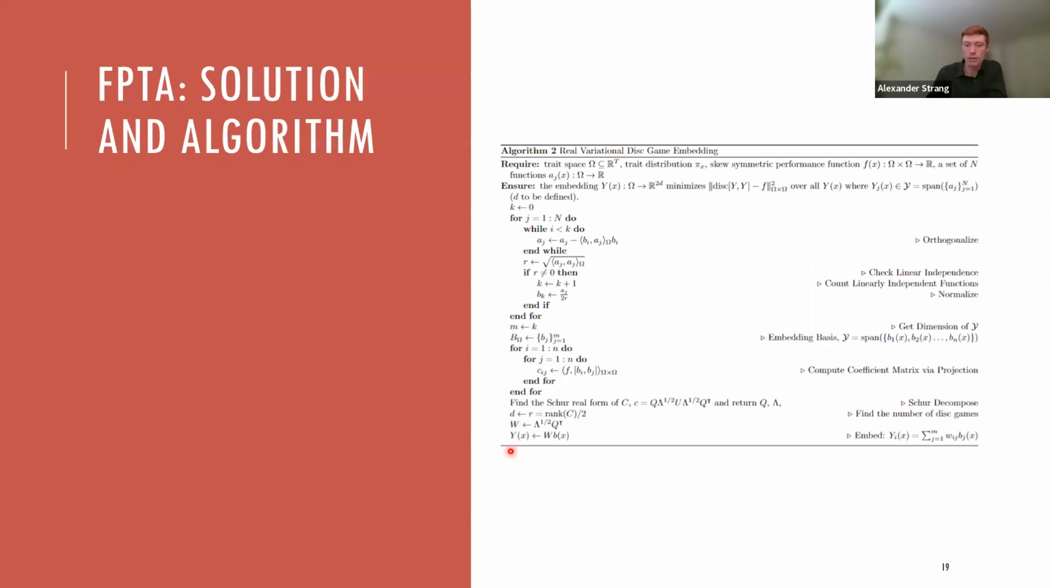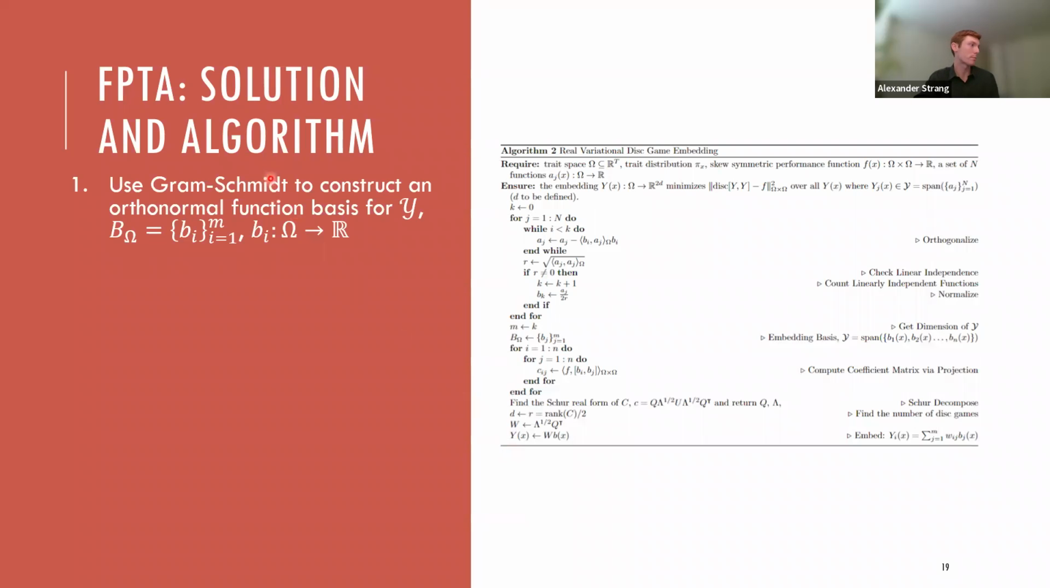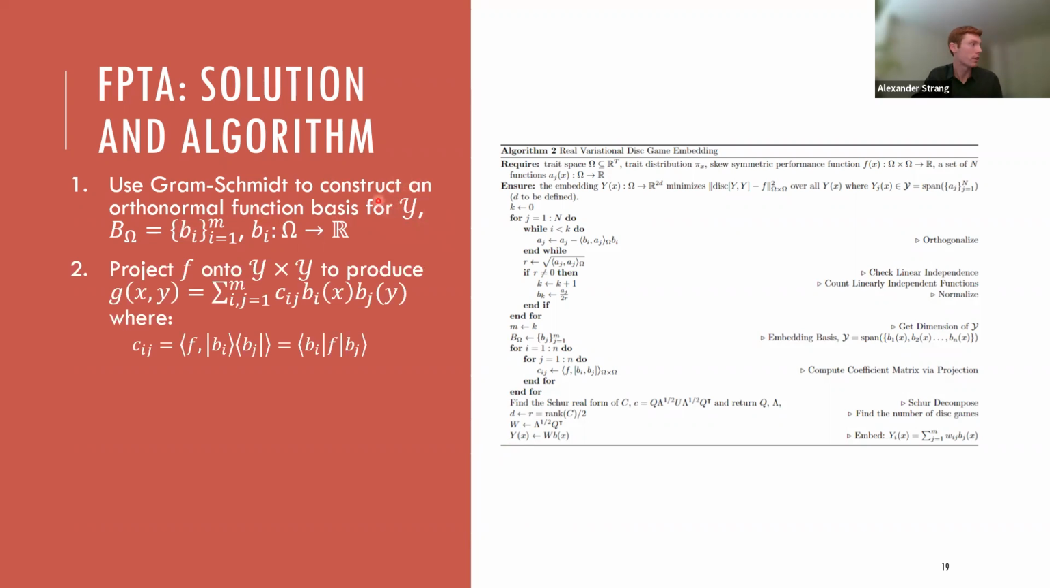Now, given these tools, it's pretty straightforward to solve that optimization problem that I posed. First, you use Gram-Schmidt to construct an orthonormal function basis for the function space of embeddings. Then you project your original function f onto the span of the product basis, and that produces a matrix C whose coefficients Cij are given by a series of inner products evaluated in that product space. So these are inner products between F and the outer products of the basis functions. And you build that up into a coefficient matrix C. Then you Schur decompose the coefficient matrix. This is exactly the same thing we did when we had originally our performance matrix.